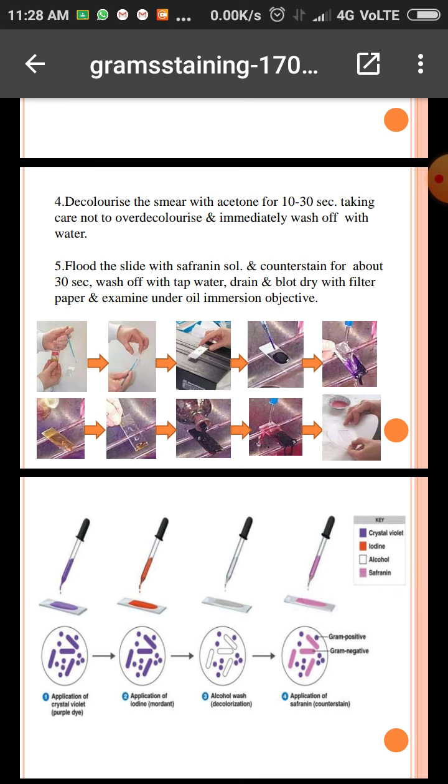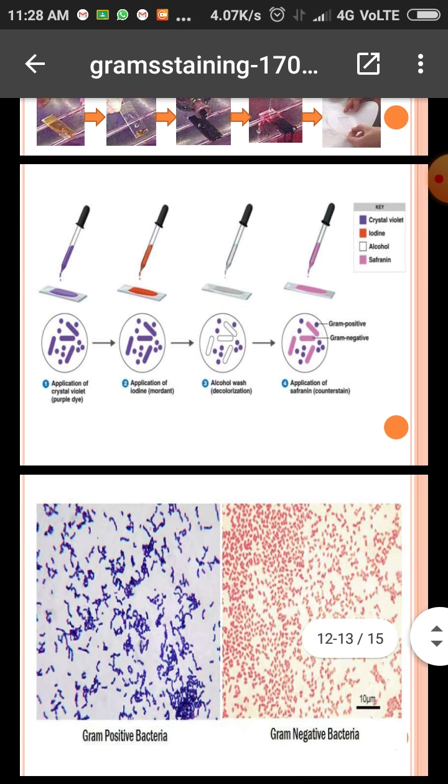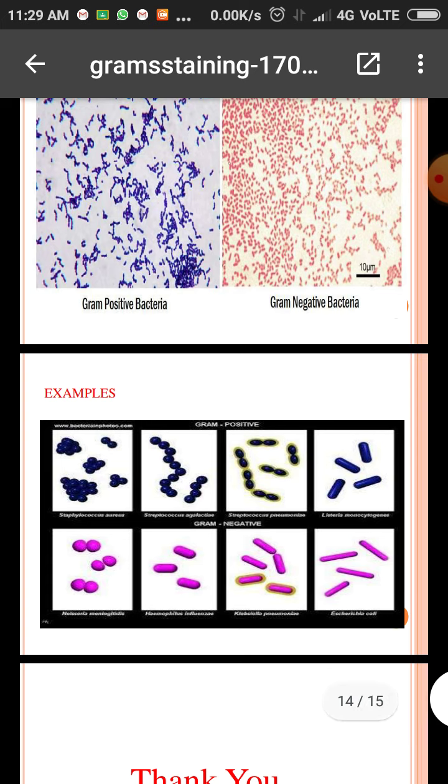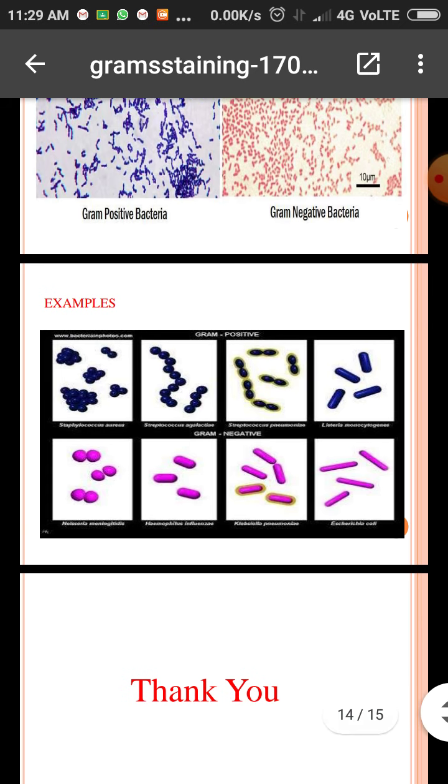And we can see the organisms after drying. We can see the organisms in the microscope. So gram positive and gram negative bacteria. Gram positive is purple and gram negative is pink. So these are the examples of gram positive and gram negative bacteria.